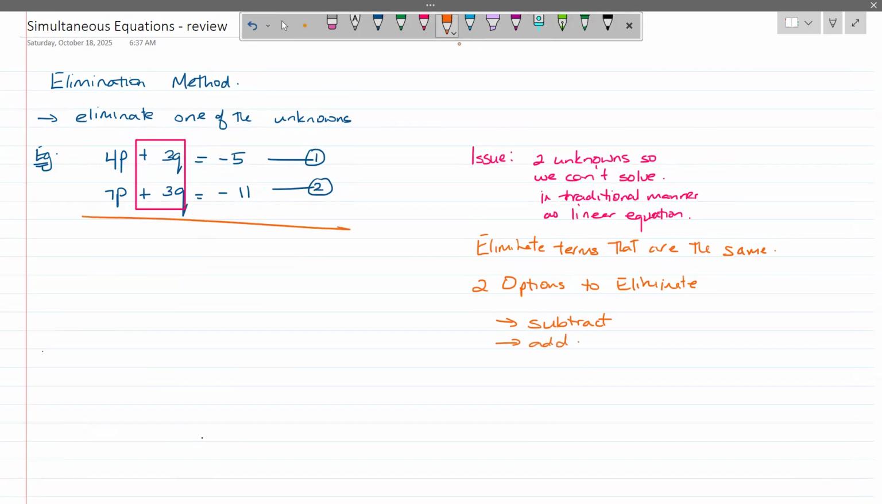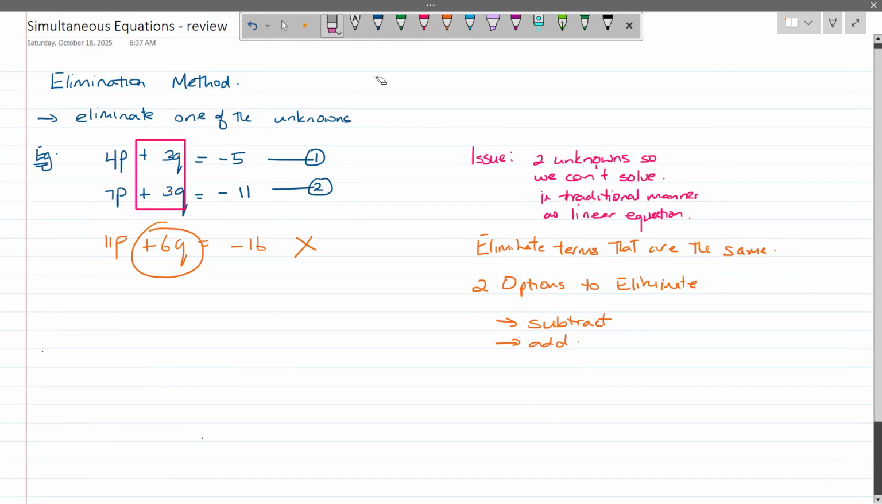Now, if I was to add, let's see. If I add these two equations together, so I say 4p plus 7p, that'll give me 11p. And if I say 3q plus 3q, that'll give me 6q. And minus 5 plus minus 11, that'll give me minus 16. So this didn't help at all. I still have the q here. So adding these two equations won't work, right? So we're not going to add these two equations.